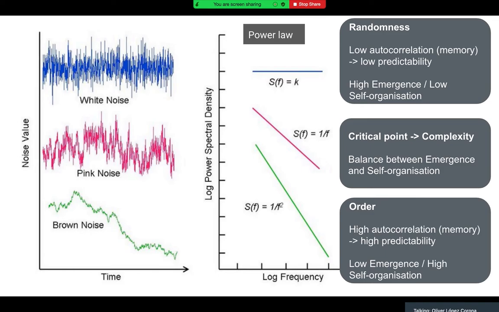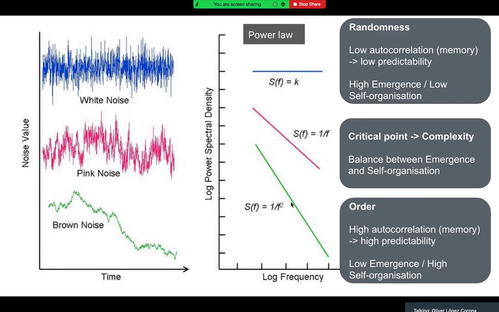In this case, for example, for time series, we have a scale invariance in the Fourier space, characterized by these power laws that we can package into three different types of regimes. One with scale coefficients, for example, very near to zero, where randomness dominates, and is characterized by a low autocorrelation, low memory, low predictability.